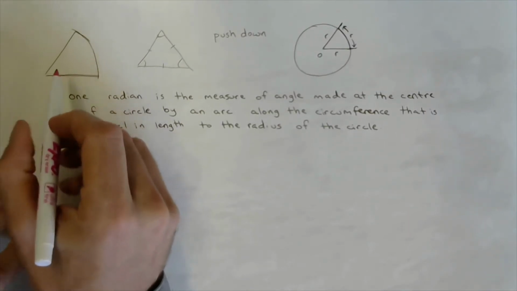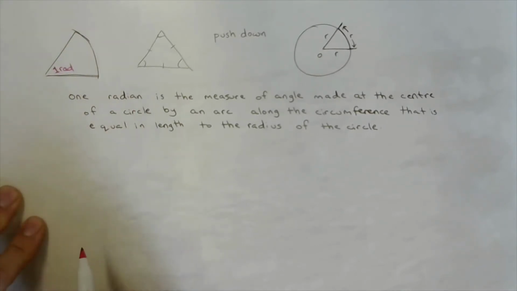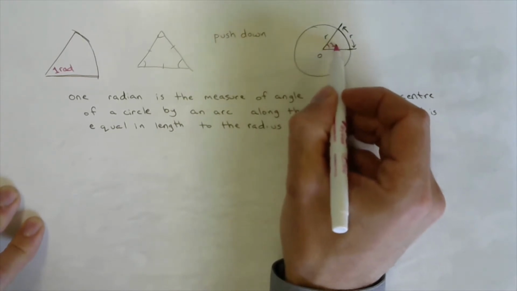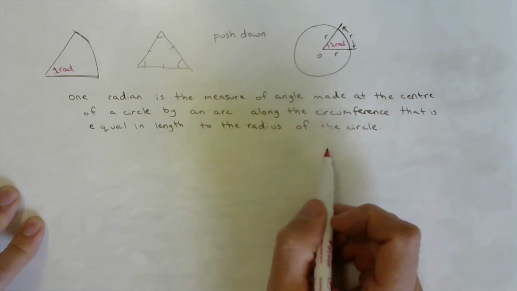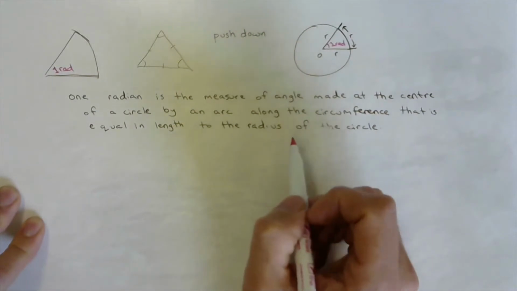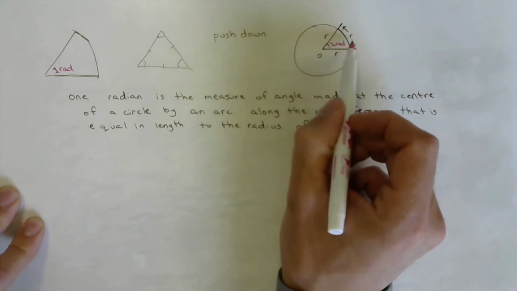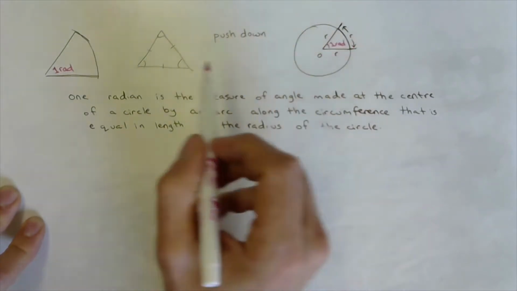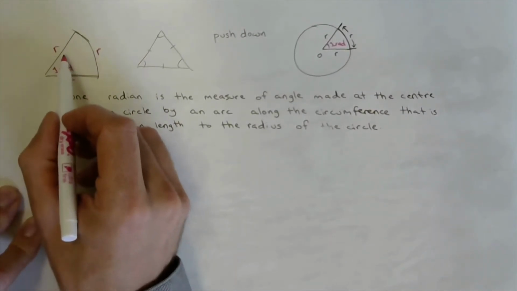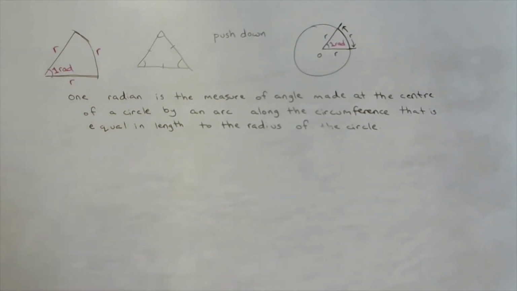If we look at this diagram again, this is 1 radian, made at the center of a circle. You could do it on this circle as well. This is 1 radian, 1 rad. The angle is made at the center of a circle by an arc along the circumference that's equal in length to the radius of the circle. So if the arc length is r, then the angle made is 1 radian. Same thing here. If this is all equal, then this angle is 1 radian. That's how we measure it.